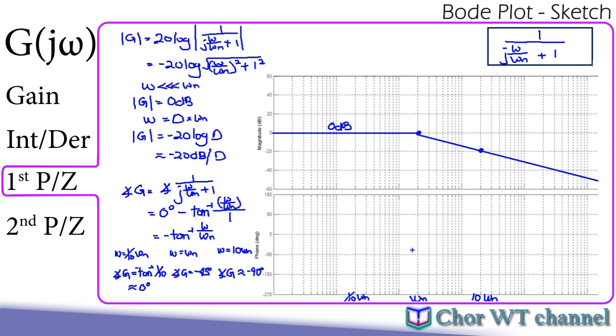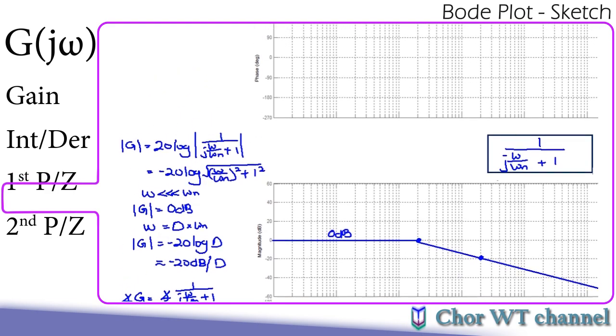For the phase plot, there will be 3 points. 10 times smaller than omega n will be 0. When omega equals omega n, it will be negative 45. When omega equals 10 times omega n, it will be minus 90. And since this is just an approximation, we are going to use straight lines to connect all of this. And here will be our plot for the first order pole. Similar to the previous example, for the first order zero, everything will be just the flip upon the 0 axis.